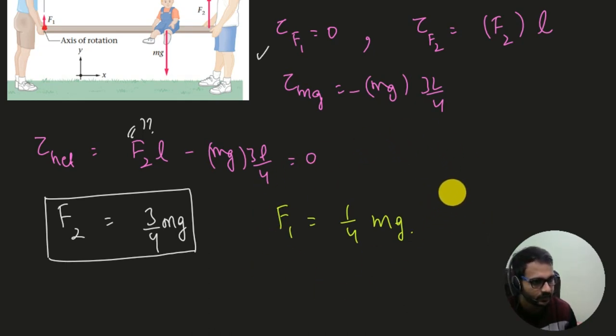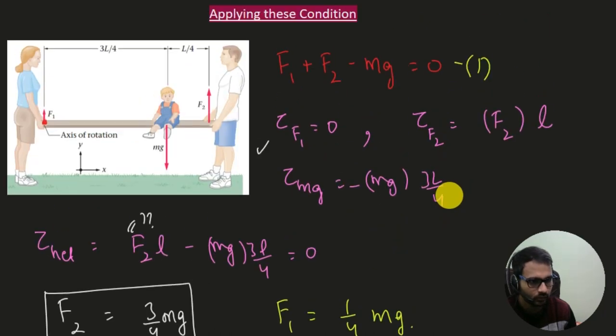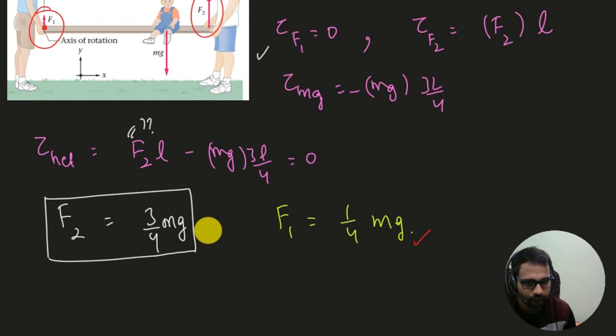Now as you might expect, the force nearer to the child is greater. The magnitude of this force is more, and the magnitude of this force is less, which you can see here also, that we have obtained, right?